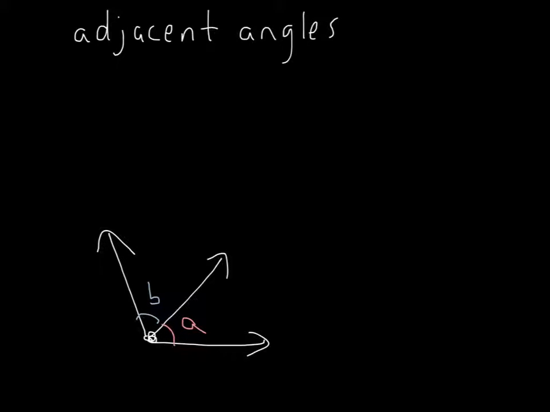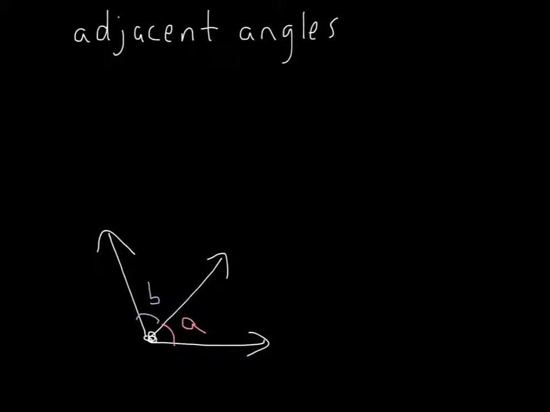Okay, in this video we're going to talk about what are called adjacent angles. And what we see at the bottom of our picture is that we have two angles. We have angle A and we have angle B. And angle B and angle A are what we call adjacent angles.